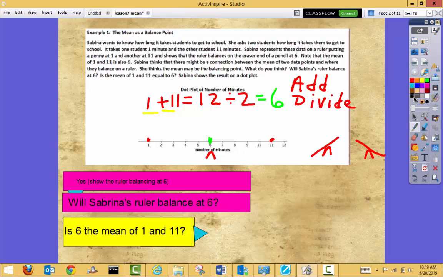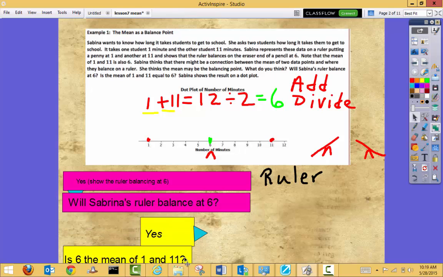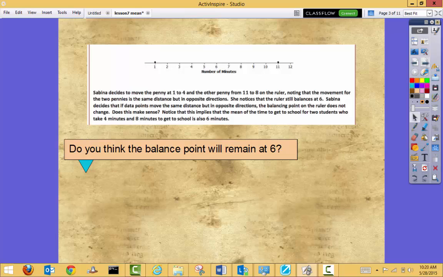If you're not sure or you don't believe it, then at the end of this lesson you can get a ruler and try this yourself. But it will balance only if I put that eraser at 6. So is 6 the mean of 1 and 11? Yeah, it is. We just proved that right up here. So 6 is also the mean. Where it balances is also the mean.